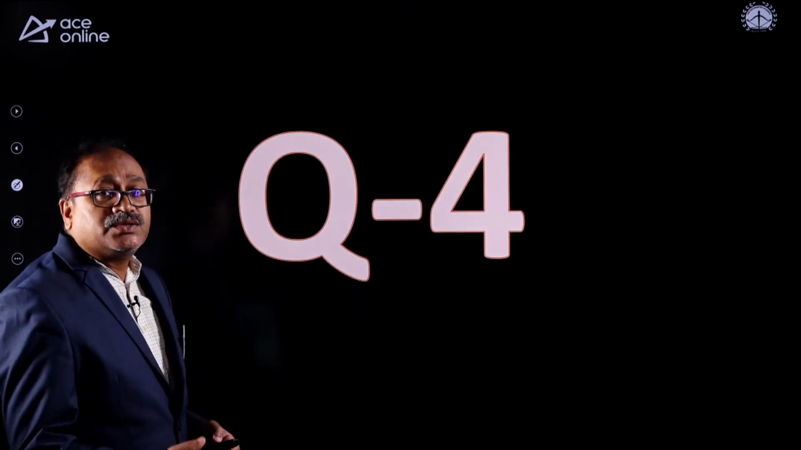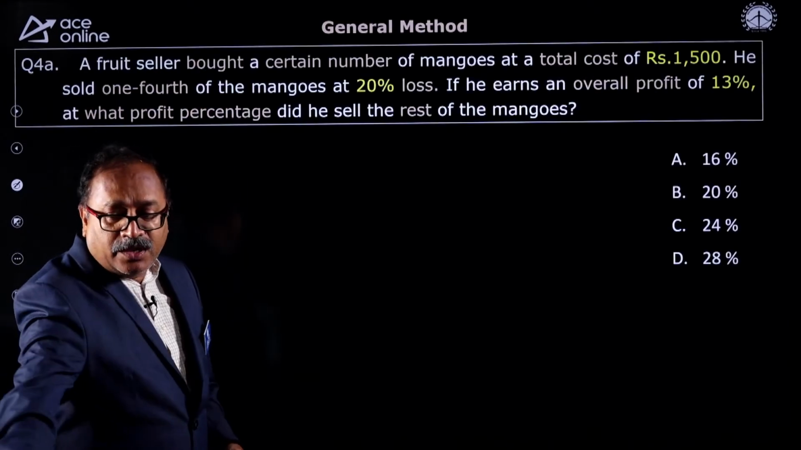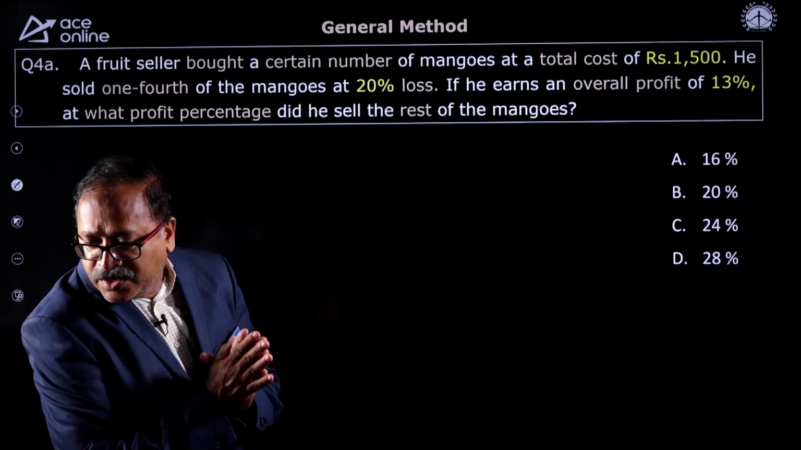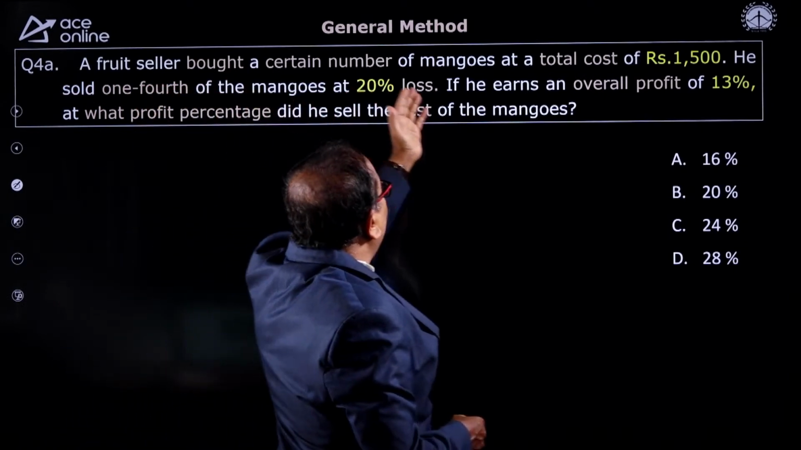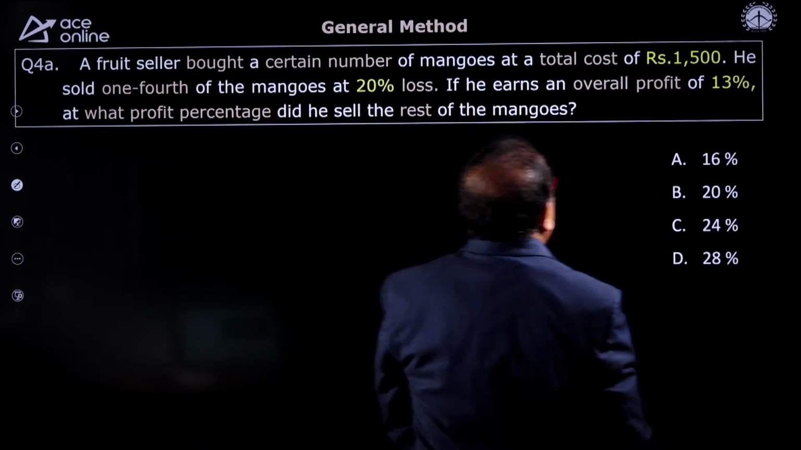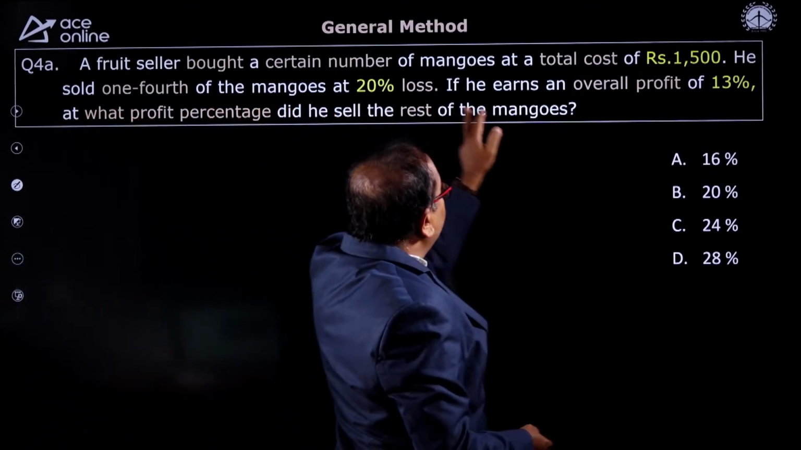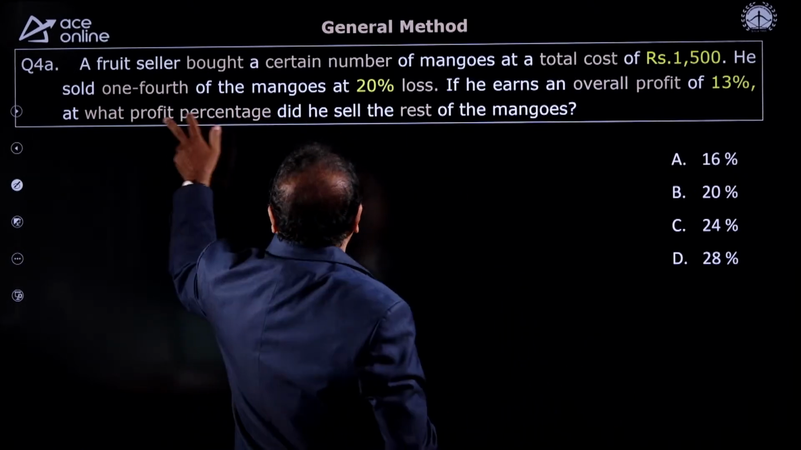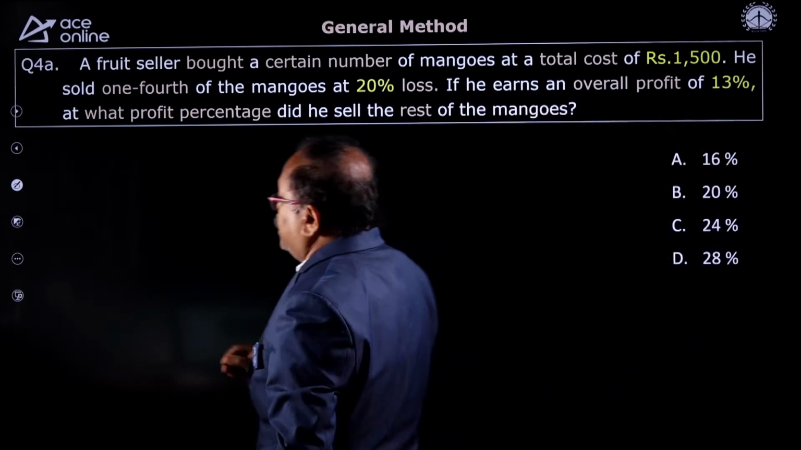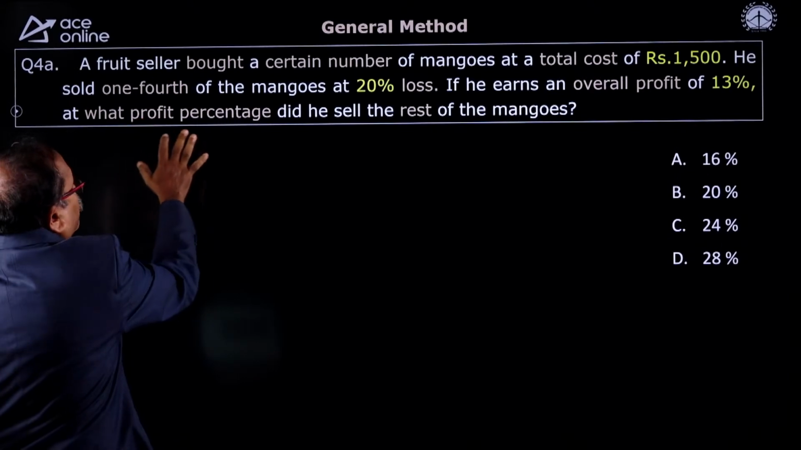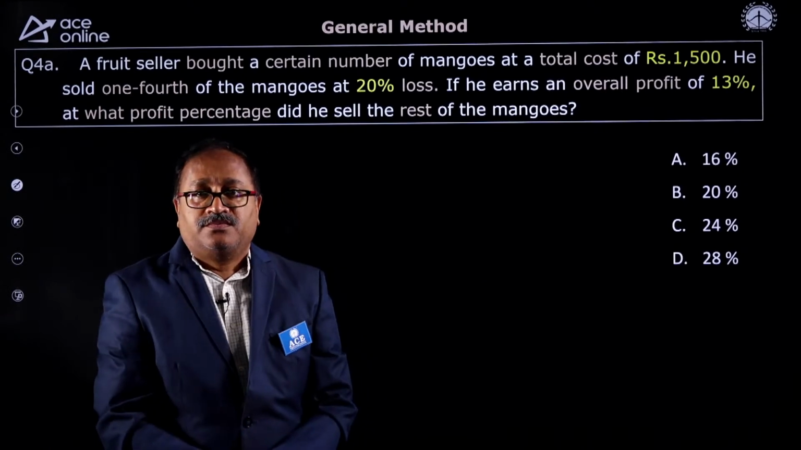Coming over here, the next question, number 4. Actually, this is question number 5. Nine minutes are left, so we can discuss two more questions. A fruit seller bought a certain number of mangoes at a total cost of rupees 1,500. He sold 1/4 of the mangoes at 20% loss. If he earns an overall profit of 13%, at what profit percentage did he sell the rest of the mangoes?